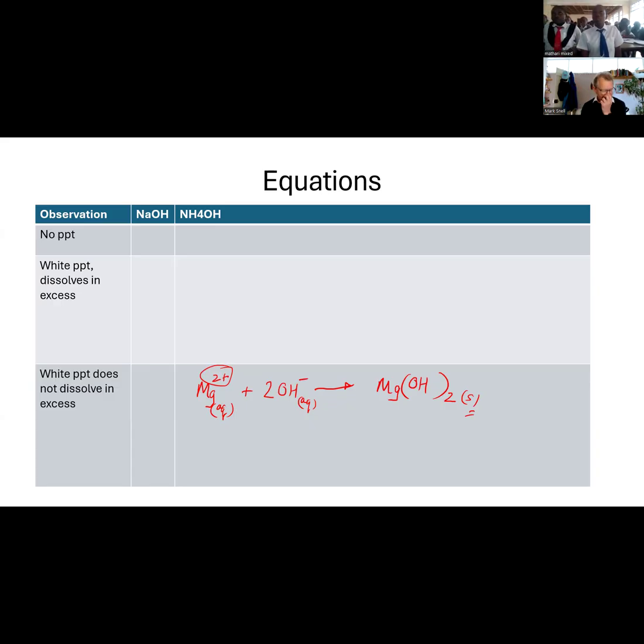Now, exactly the same thing happens at first here because they get a white precipitate. So let's take zinc. I take zinc and I add OH-, and because it's 2+, I will need 2 of these to make Zn(OH)2 as a solid. That's the first bit. That's the white precipitate, which I get at the beginning.